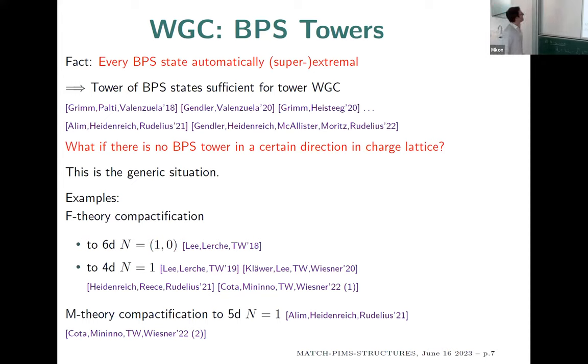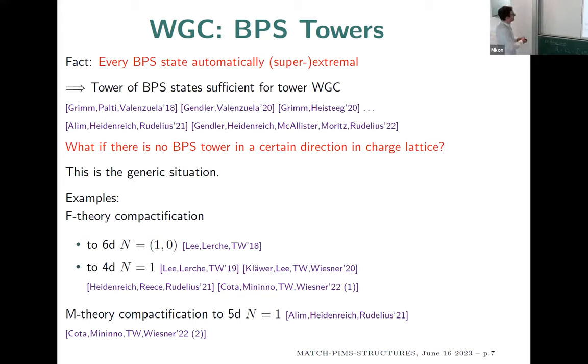But what happens if no BPS tower exists in a certain direction in the charge lattice? This can happen. And in fact, this is the generic situation, first of all, because in most theories, there does not exist such a thing as BPS states. In non-supersymmetric theories, there are no BPS states. And even in theories with minimal supersymmetry, there are no BPS states. In six-dimensional theories, for example, with minimal supersymmetry, there are no BPS particles. There are BPS strings, but not BPS particles. And the same is true in 4D N equals one theory with minimal supersymmetry. So BPS is very nice, but it's the non-generic situation, it's a luxury.